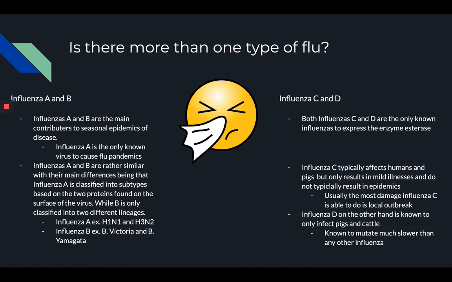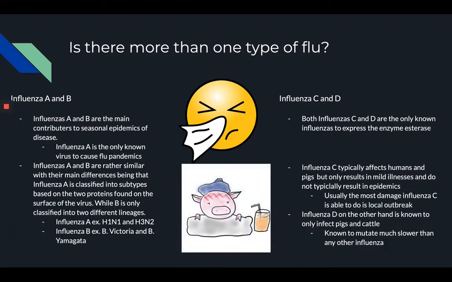So for influenza C and D, they are the only known influenzas to express the enzyme esterase. Influenza C typically affects not only humans but also pigs. However, it only results in mild illnesses and symptoms that, although they are rather cumbersome, are not as severe as influenza A or B. Usually, the most damage for influenza C is just a local outbreak, such as on a pig farm or anything of that sort. Influenza D, on the other hand, is known to only affect pigs and cattle.